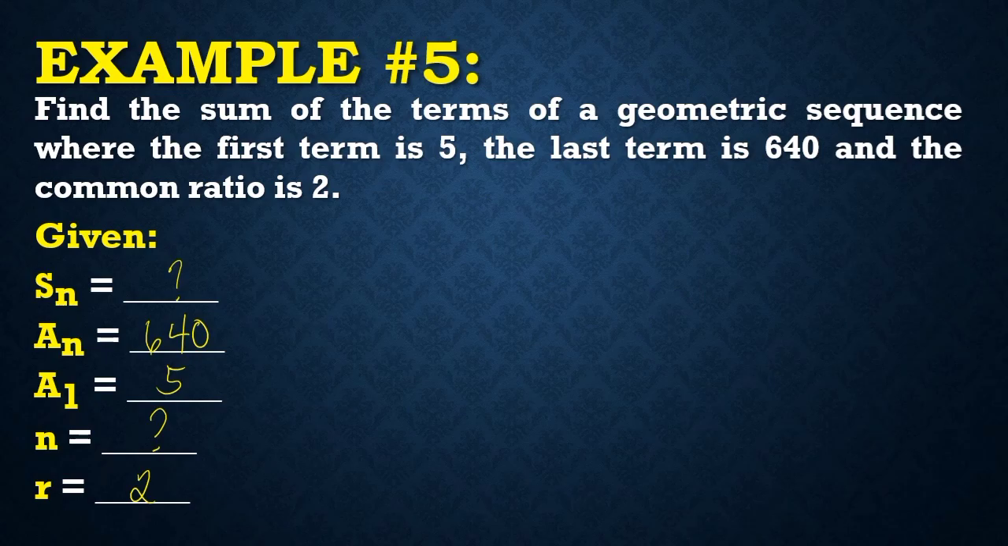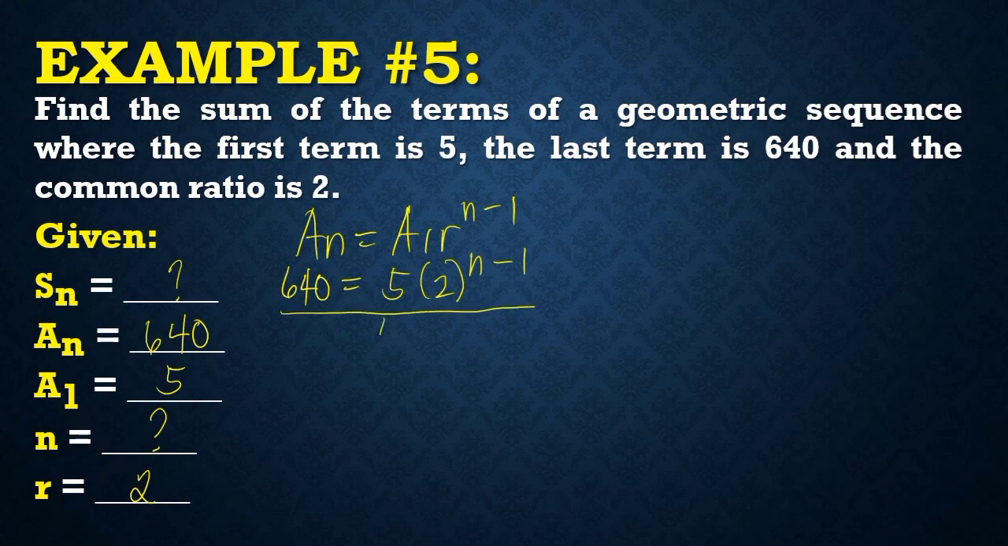So, if we apply the formula for the nth term of geometric sequence, so A sub n, that is 640, equals A sub 1, that is 5, and then our common ratio is 2 raised to n minus 1. And then we divide the whole equation by 5.